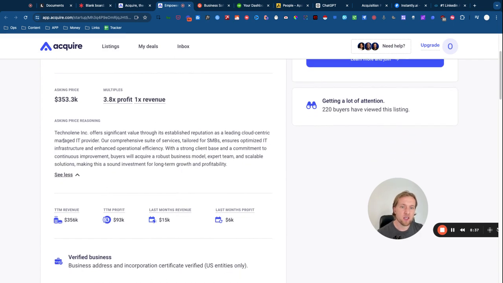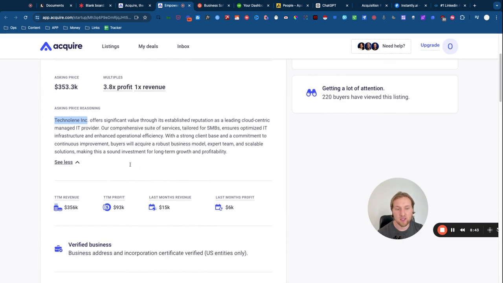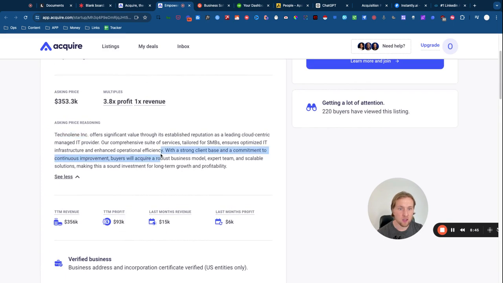And actually in here, it gives you the name of the company. So you can then copy that down, do a Google search, have a look at what that company is actually doing, how long they've been operating. But what I wanted to do from here is actually draw down the descriptor of what that company is. So cloud-centric managed IT provider. And I'm just going to copy that for now.